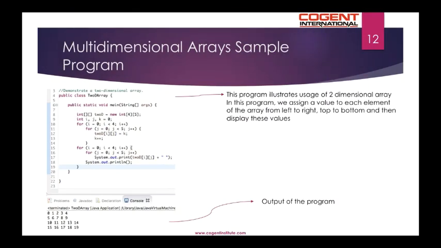This program illustrates usage of two-dimensional arrays. In the program, we assign a value to each element of the array from left to right, top to bottom, and then display these values. So here the output is the first row contains 0, 1, 2, 3, 4. That's how it is populated. Then the second row is populated, which is 5, 6, 7, 8, 9. Then the third row is populated, which is 10, 11, 12, 13, 14. And the last row is populated, which is 15, 16, 17, 18, 19. So we have 4 rows and 5 columns. It is a 4 by 5 two-dimensional array.